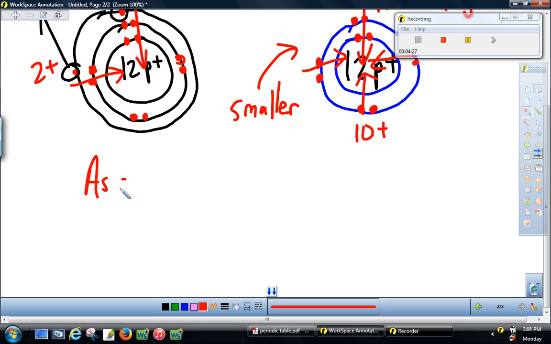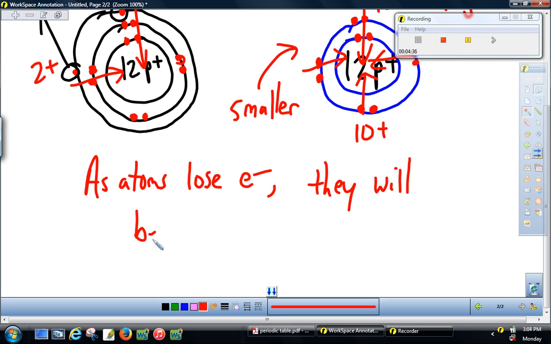So as atoms lose electrons, they will become smaller, and usually much, much smaller.